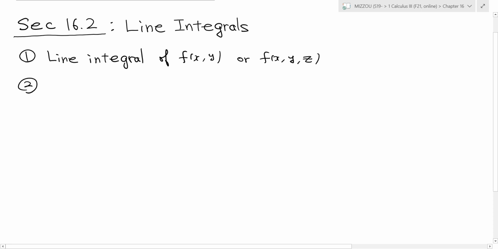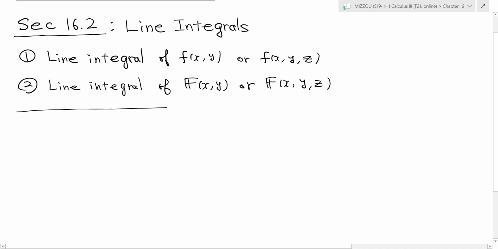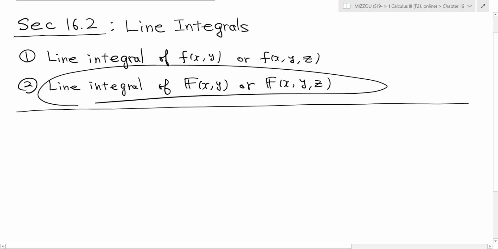And the other kind of line integral is line integral of a vector field. Remember vector field? That's what we covered in the previous video. Either F of x, y, that's a vector field on R2, or a vector field on R3. So those are two different line integrals. And in this video, we're going to cover only this one. And in the next video, we'll cover this one.